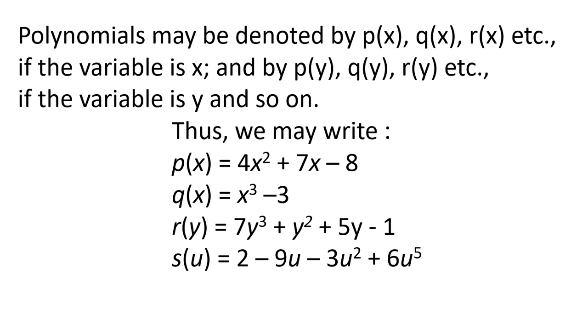X cubed minus 3, another polynomial, may be represented by Q of x. 7y cubed plus y squared plus 5y minus 1, because it contains variable y, can be written as R of y or P of y or Q of y. Similarly, 2 minus 9u minus 3u squared plus 6u raised to power 5 can be written as S of u because the variable is u.